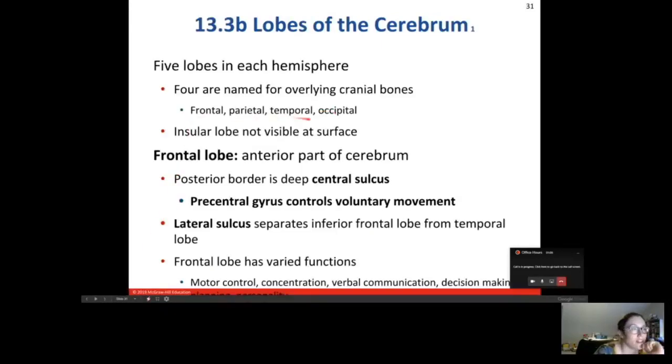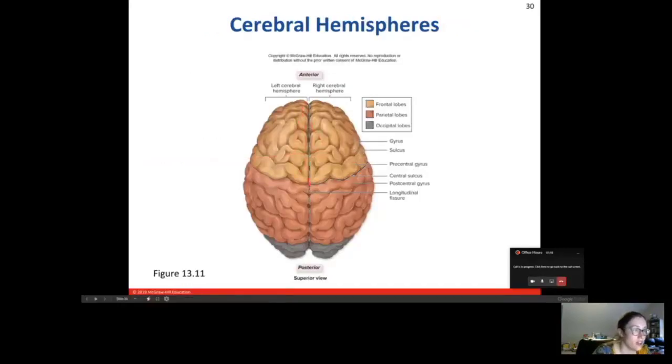The temporal lobe you cannot see in that picture because it's a little bit lower. We'll see it on the lateral view in just a second. The insular lobe is not visible at the surface, but I'll show you where it is in a bit. The frontal lobe is this guy right here, and it comes up to the central sulcus, so that's one you need to know. The gyrus right in front of the central sulcus is called the precentral gyrus. We'll talk about this in lecture. It's where we have our primary motor cortex, but we'll need to identify the precentral gyrus.